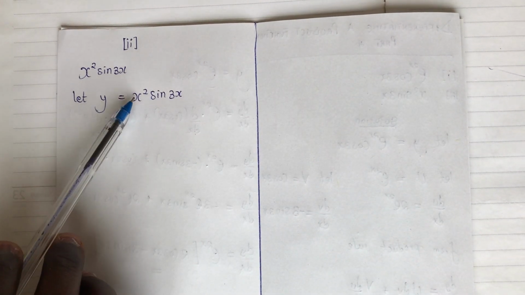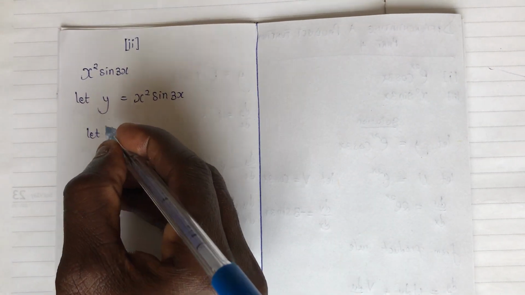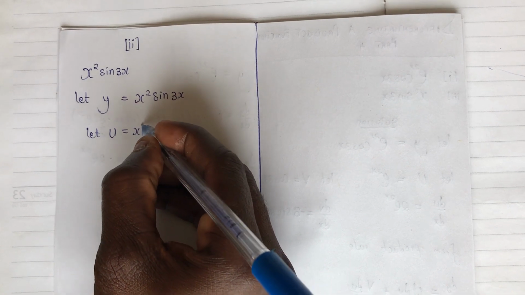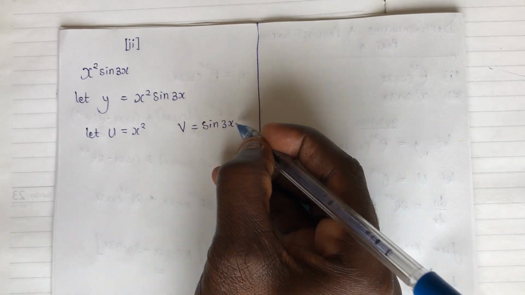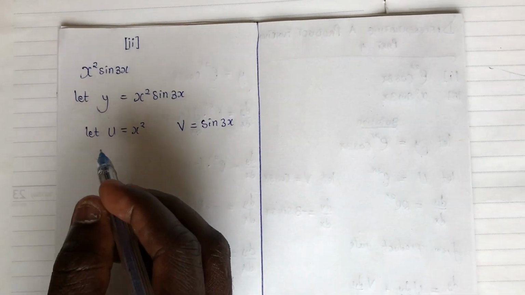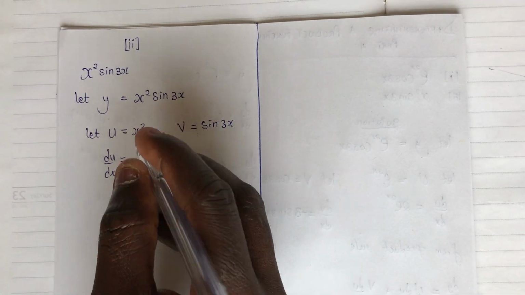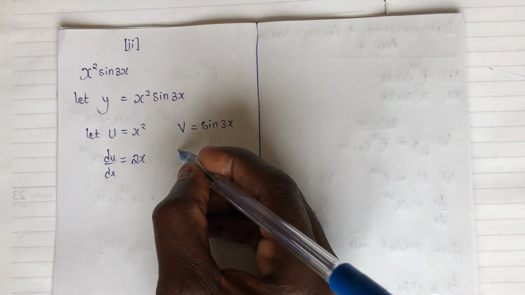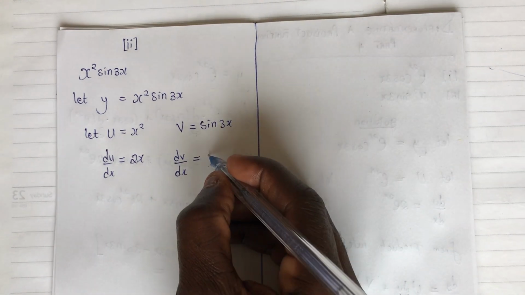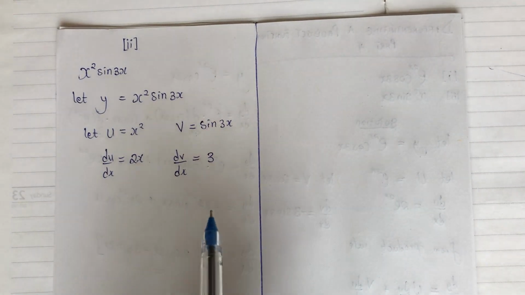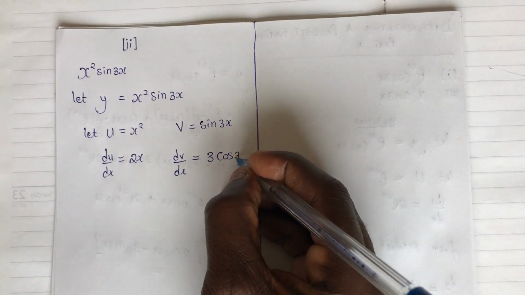So now let's take the next example. Let's use the first method. Represent this with u, represent this with v. So we say that let u be equal to x squared and then v be equal to sine 3x. So now you differentiate u with respect to x. So du/dx will give us 2x, and then for dv/dx, you just need to differentiate this one, we get 3, and then you differentiate sine. Remember, when you differentiate sine, you get cos. So I'll have cos of the same 3x.